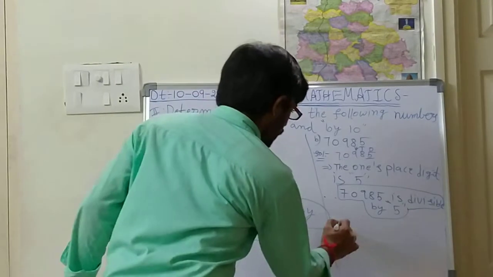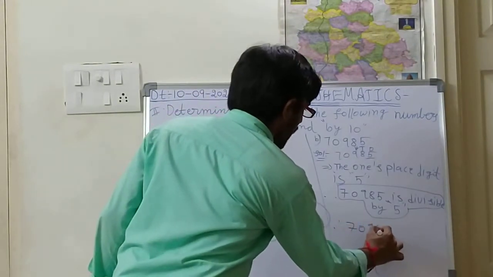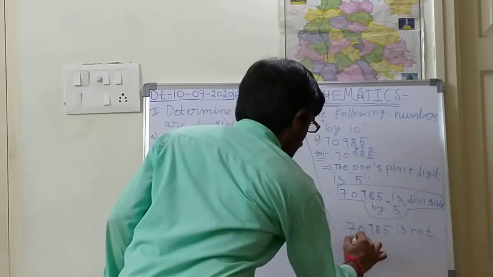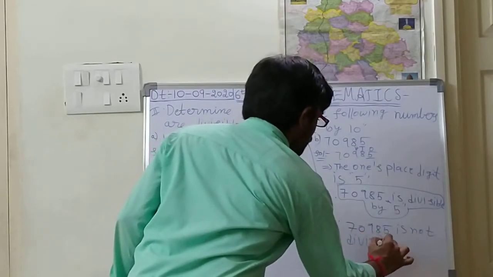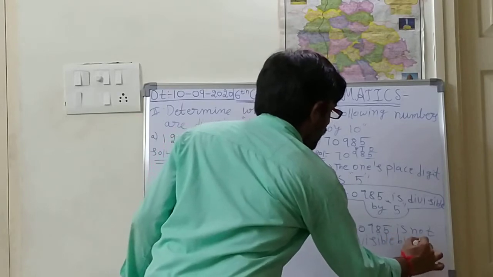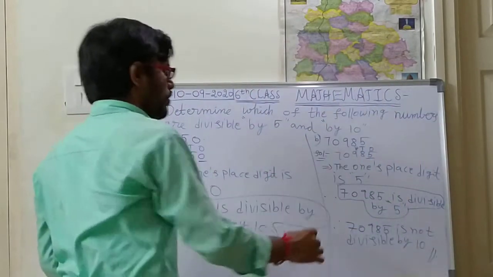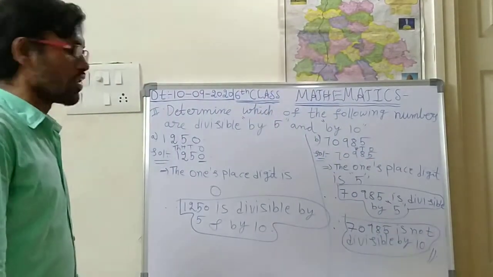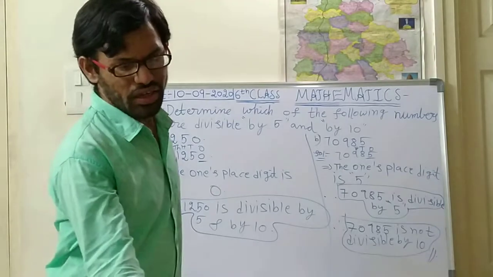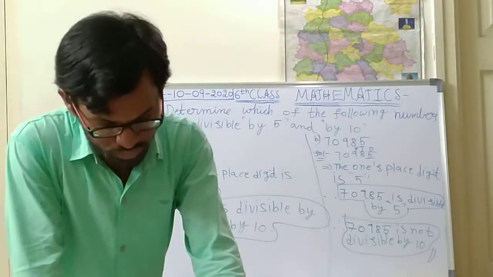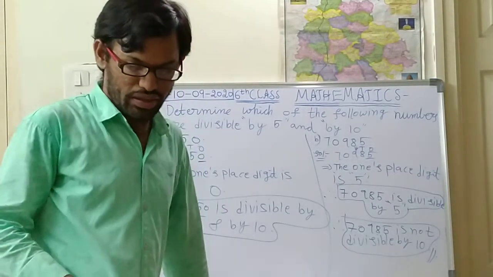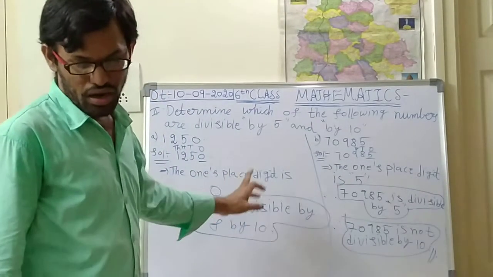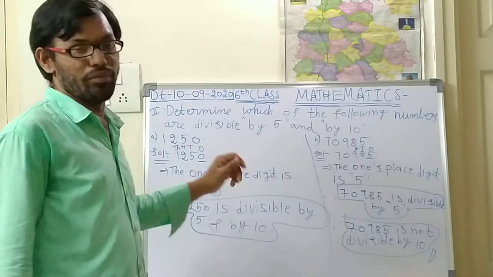Therefore, 70985 is not divisible by 10. Okay, so like this you are supposed to write the final conclusion. In this question he has asked one more thing: check whether the numbers that are divisible by 10 are also divisible by 5 and by 2.